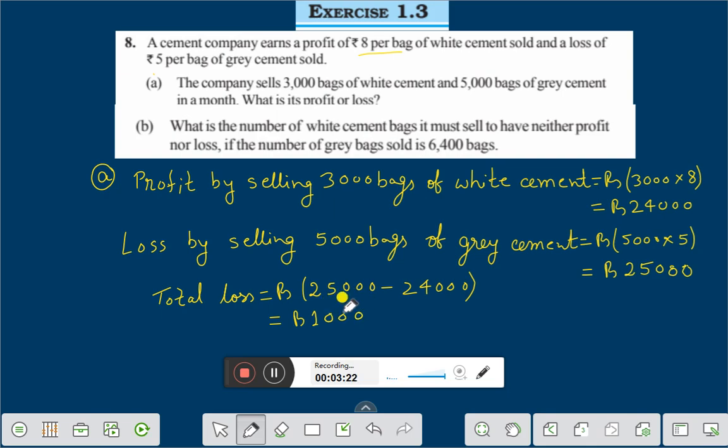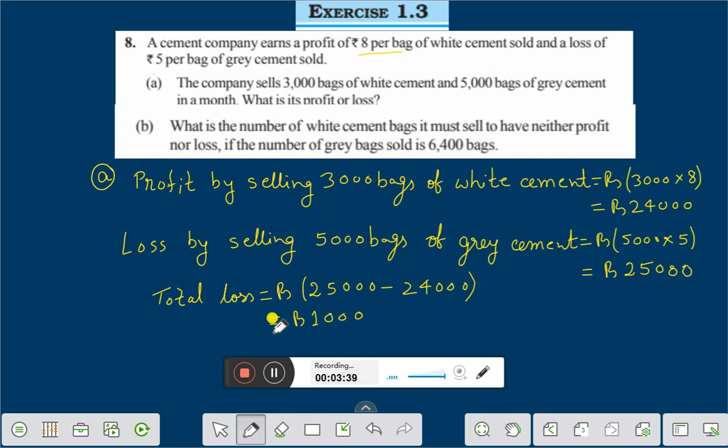Profit by selling 3000 bags of white cement is 3000 into 8, that is 24,000, and loss by selling 5000 bags of grey cement is 5000 into 5, that is 25,000. Therefore the loss is rupees 25,000 minus 24,000, that is loss of rupees 1000.